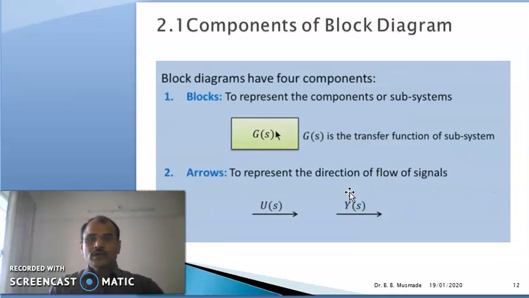So there are certain components of block diagrams, typically 4 components. The first component is the block. For instance, G of S is a representative of one part or subsystem as a transfer function. Similarly, there are arrows. For example, U of S and Y of S are representatives of incoming and outgoing information.